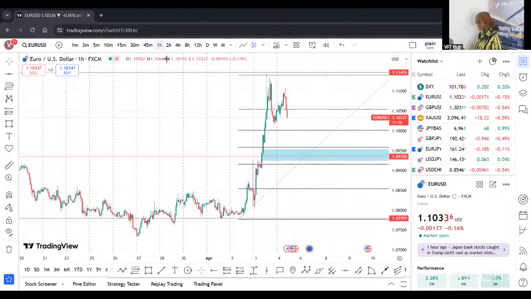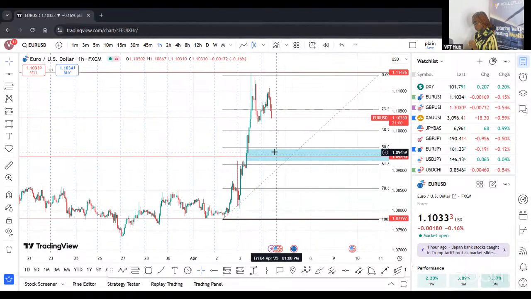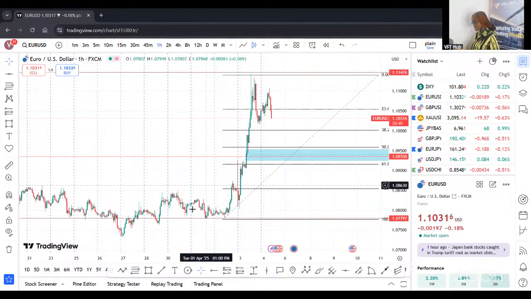EUR/USD, right? And of course, once price trades into 1.09350 on the 1 hour time frame, and I spot my base support formation continuation and 5 minute bullish variation, I will be taking buys on EUR/USD, right?